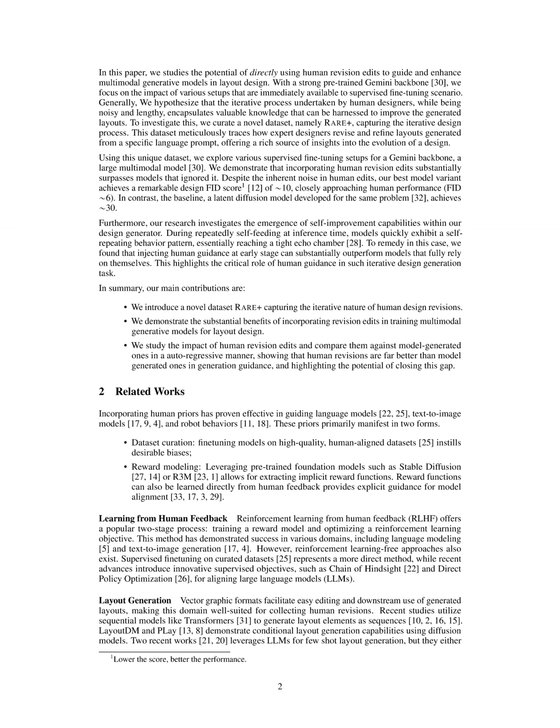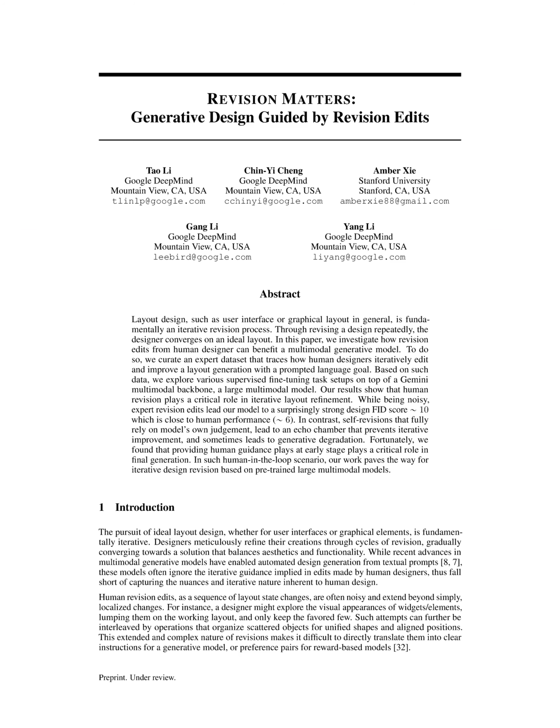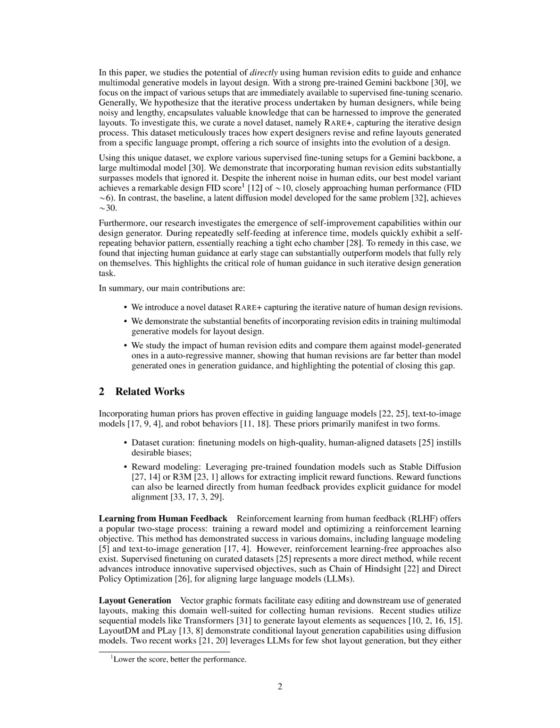The paper demonstrates that incorporating human revision edits in training multimodal generative models leads to substantial improvements in design quality. By leveraging the iterative and nuanced nature of human design revisions, the models can better capture the evolution of a design and balance aesthetics with functionality. This approach harnesses valuable knowledge encapsulated in human edits to enhance the generated layouts, ultimately bridging the gap between model-generated designs and expert human designs.